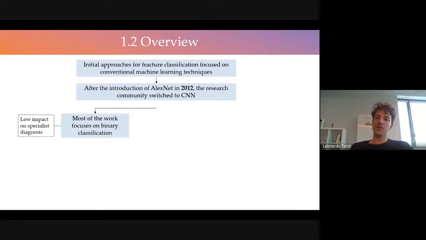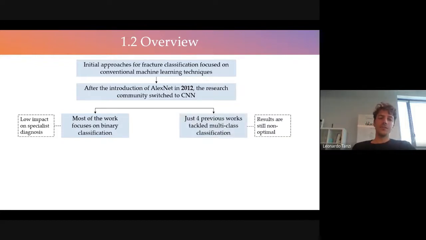Unfortunately, most of the work focused on binary classification that has actually very low impact on the diagnosis, because it's quite easy to distinguish between a broken and an unbroken bone, but it's not easy to classify different types of fractures. And we found just four previous works that tackled multi-class classification, but the results are still not optimal.